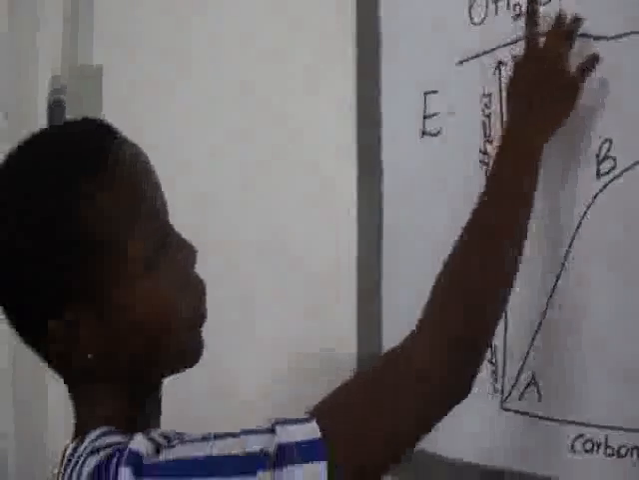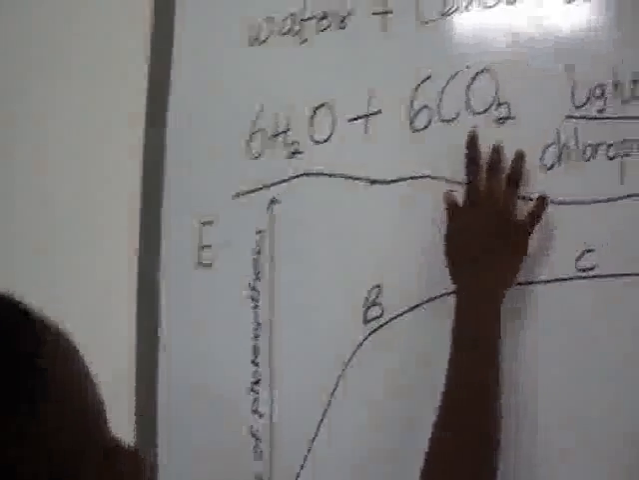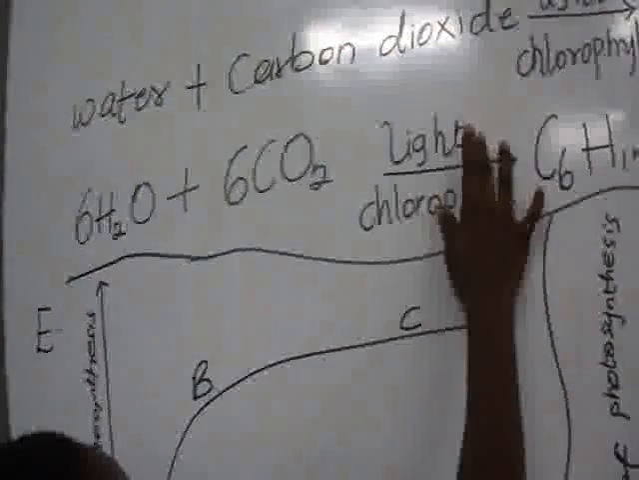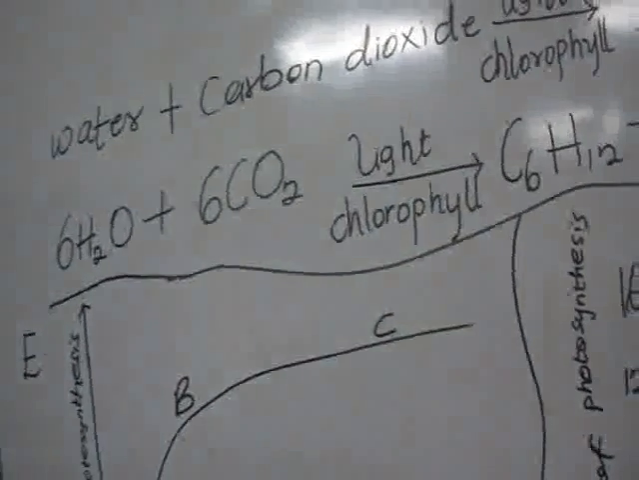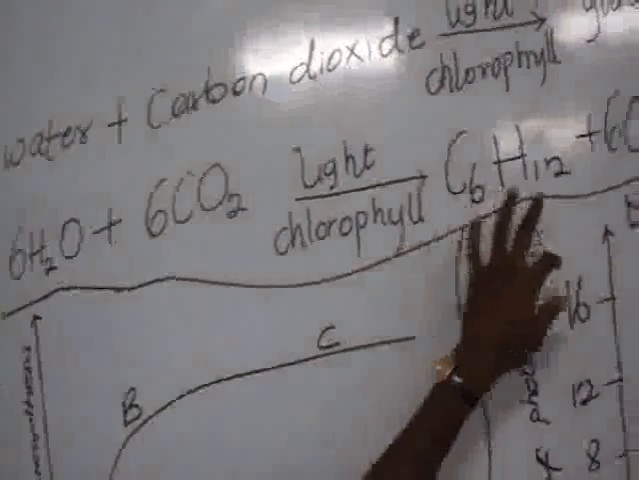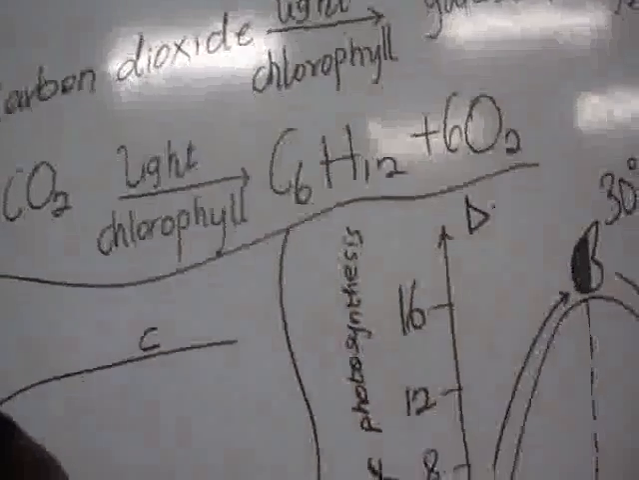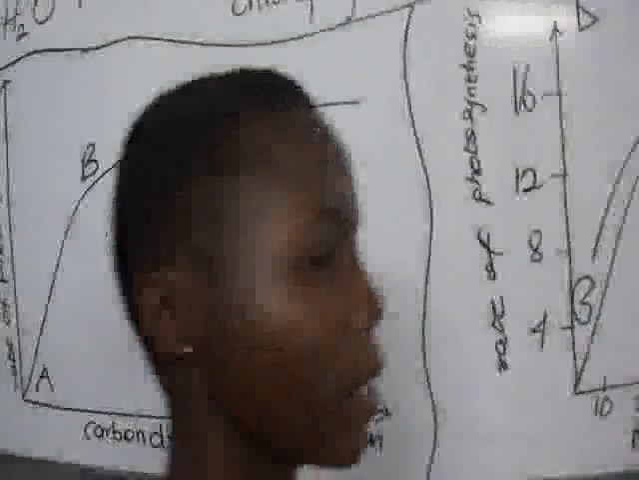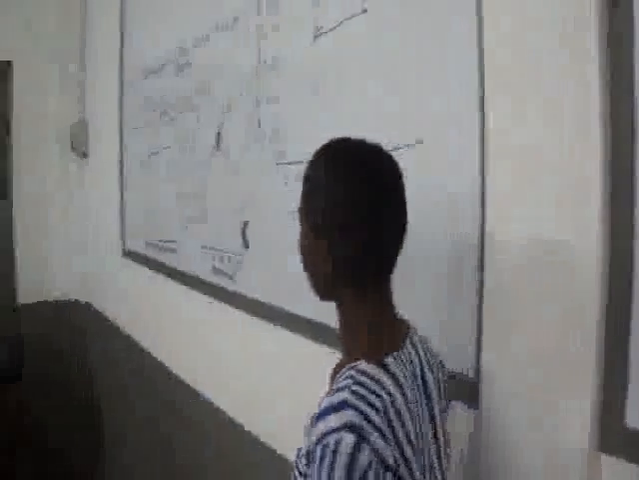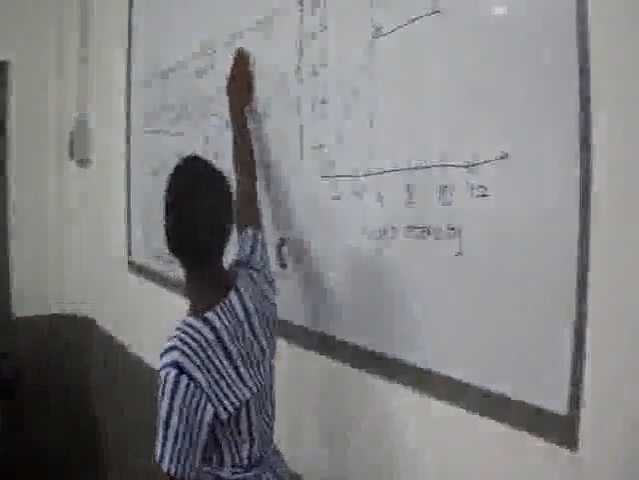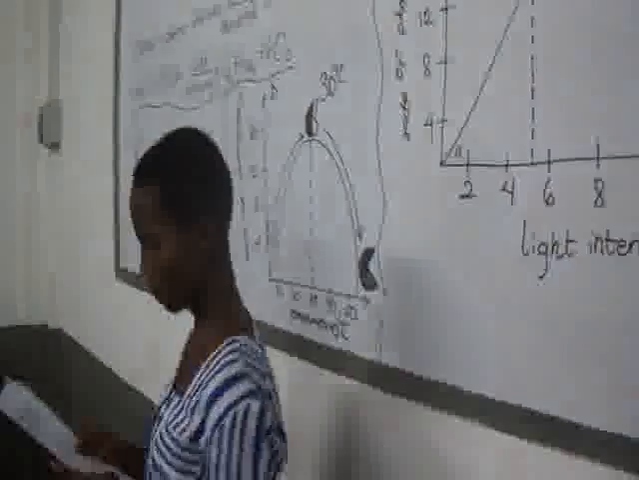The chemical equation therefore is 6 molecules of water plus 6 molecules of carbon dioxide, still using light as a source of energy, which is then trapped by chlorophyll, to produce glucose plus 6 molecules of oxygen. The term rate, however, always involves time, so the rate of photosynthesis can be considered to be how fast photosynthesis occurs. This can be measured by the amount of glucose produced by a plant over a given time.